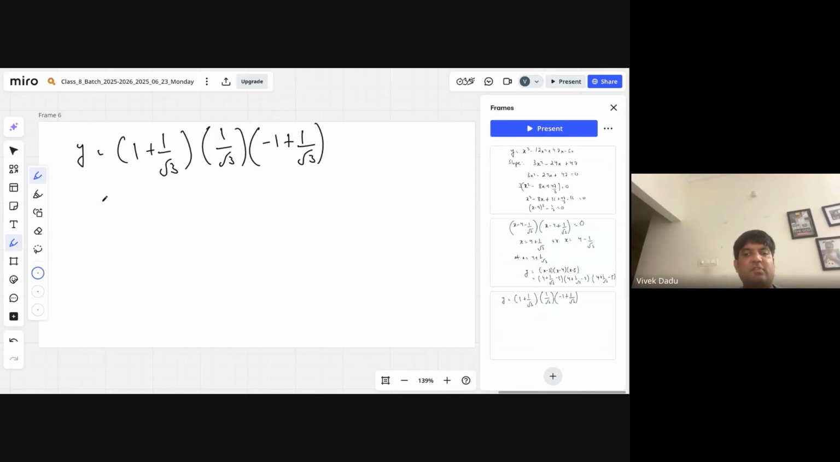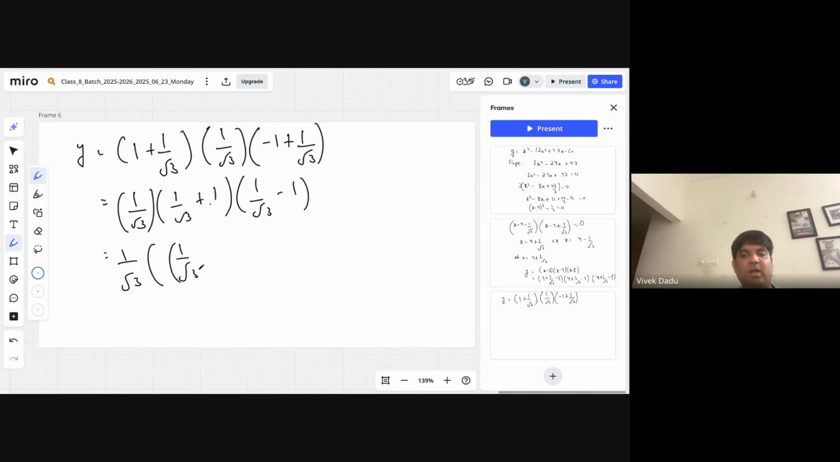See this now. This is not very hard to deal with. 1 by root 3 you isolate. These two guys you can write as 1 by root 3 plus 1 and 1 by root 3. Then you can apply a plus b into a minus b, which is 1 by root 3 whole square minus 1.